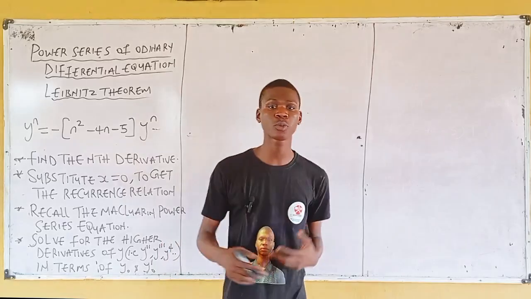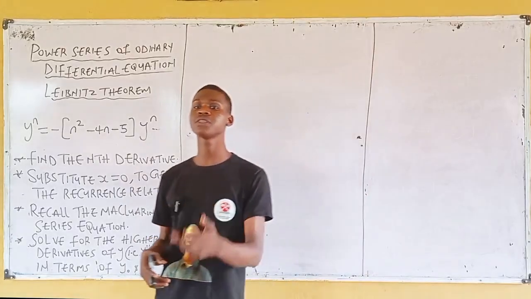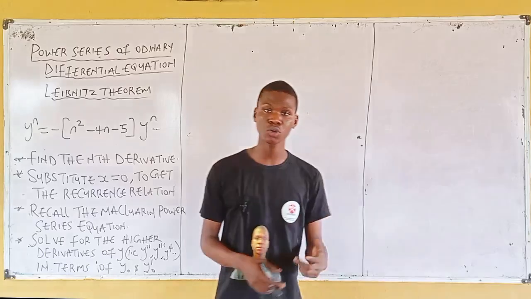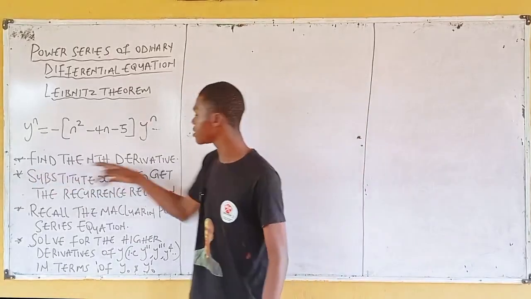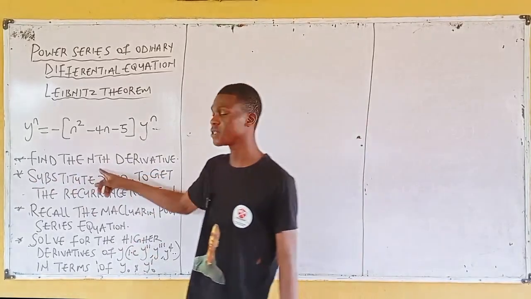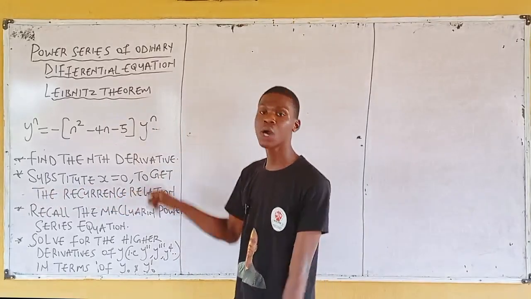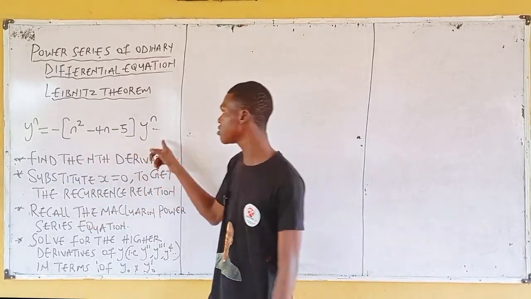Moving on from where we stopped, given that differential equation, the question says to write a series solution for the differential equation. We said our first step is to determine the nth derivative of that differential equation. Step 2, substitute x equals 0 in your nth derivative so as to get the recurrence relation. And we've gotten the recurrence relation.